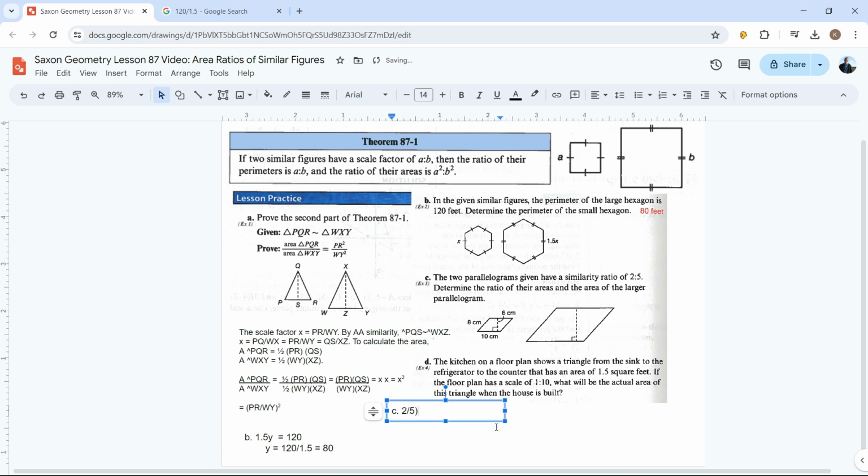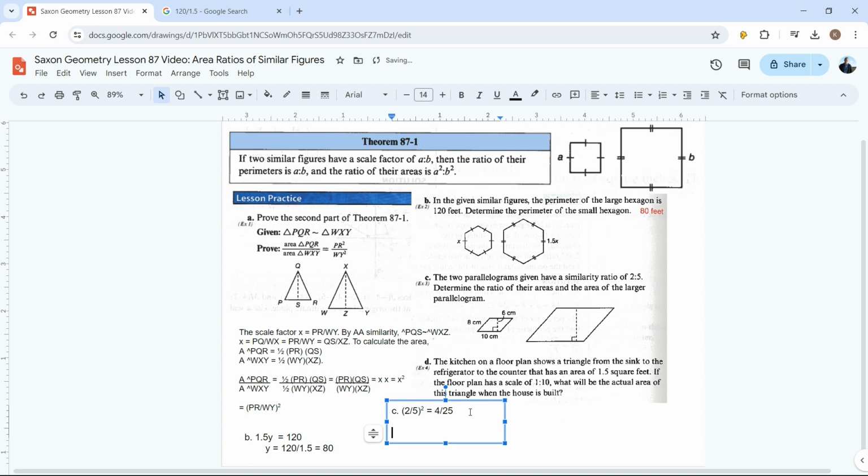But we need to square that similarity ratio to get the ratio of their areas. It's going to be the similarity ratio squared. So actually, with the smaller area on top and the larger on the bottom, the ratio is going to be 4 over 25. Okay. And then determine the area of the larger parallelogram.